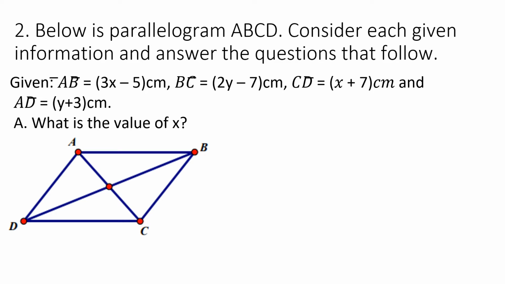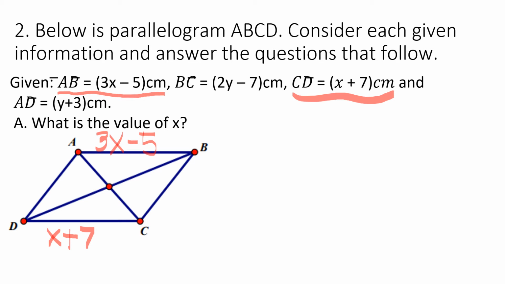Okay, so first, let us look for the sides that have the x variable. In our given, the sides that have the x variable are side AB and side CD. Okay, let's put this in our illustration. Side AB measures 3x minus 5. And side CD measures x plus 7.